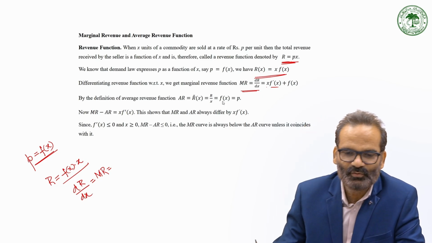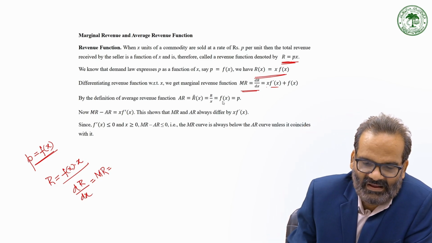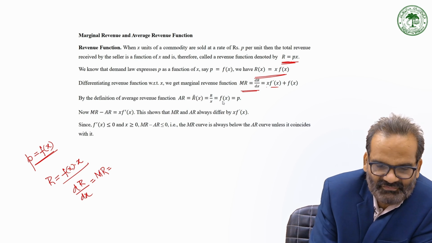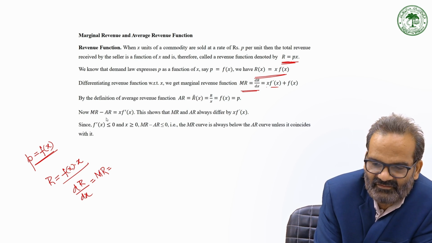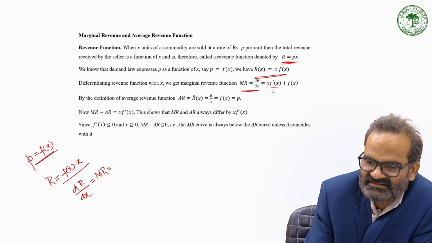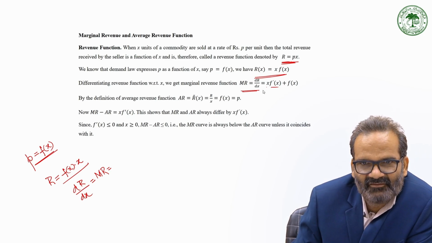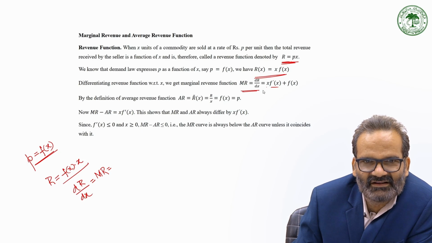Now look at these two revenue functions, average and marginal. If we take the difference of the marginal and average revenue functions, the marginal revenue function is x f'(x) plus f(x), and the average revenue function is coming out to be f(x). So if we take the difference of these two, that is marginal revenue minus average revenue, we get x f'(x). This shows that marginal revenue and average revenue differ by x f'(x).